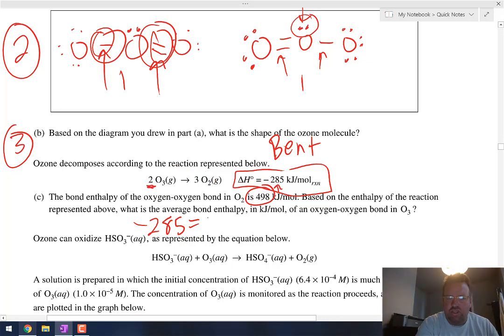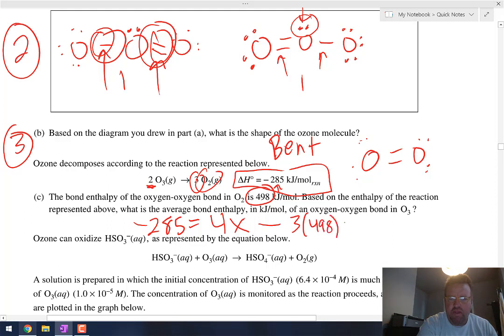So it's the energy of the bonds broken, so 4 times the energy of the bonds broken, minus, and now in O2, there's just that 1 double bond, obviously. In O2, but there's 3 of them. So then we're going to go minus 3 times 498. Okay, and now we just solve for x. So I'm going to add this part right here to the other side, and then I'm going to divide by 4.